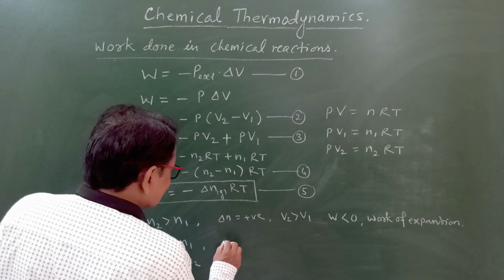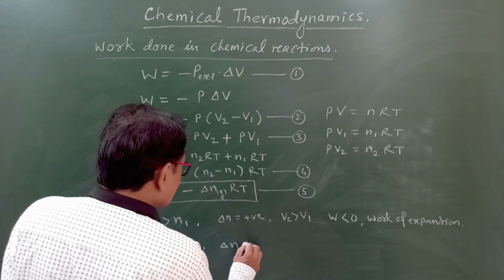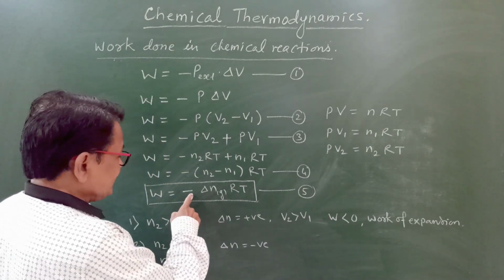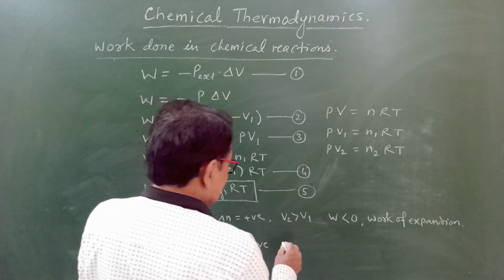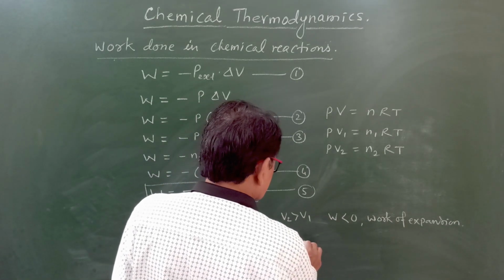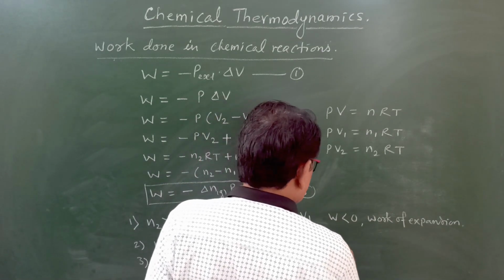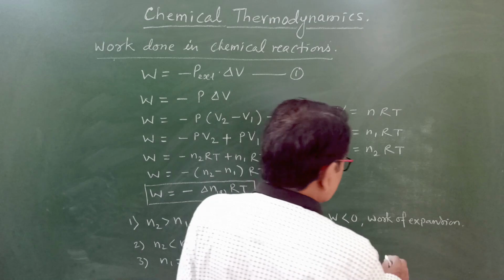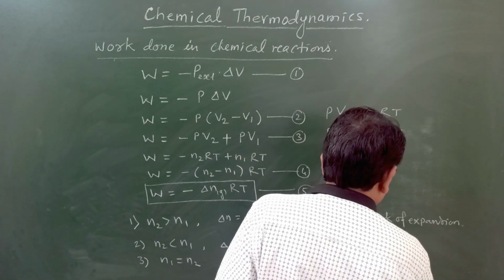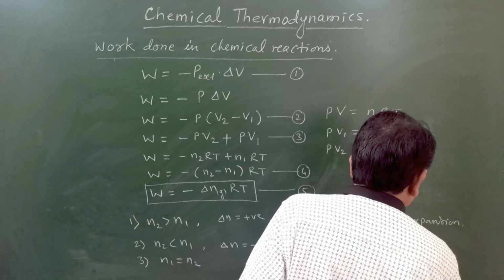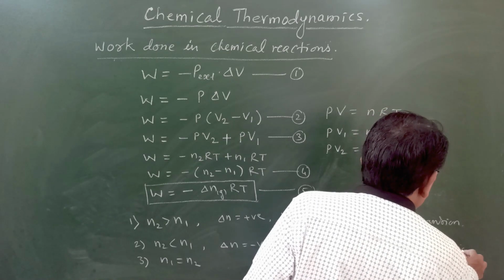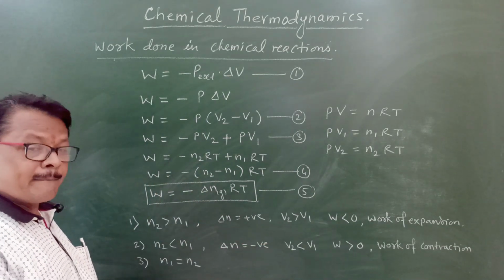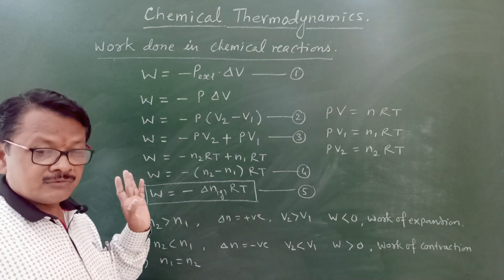If n2 is less than n1, means delta n is negative. And delta n is negative, then with the negative sign, it becomes positive, means here V2 is less than V1, and at that time work done is greater than 0, means positive work, means here work of contraction. Work of contraction is taking place. Means here work is done on the system by the surrounding, which will be a positive work.